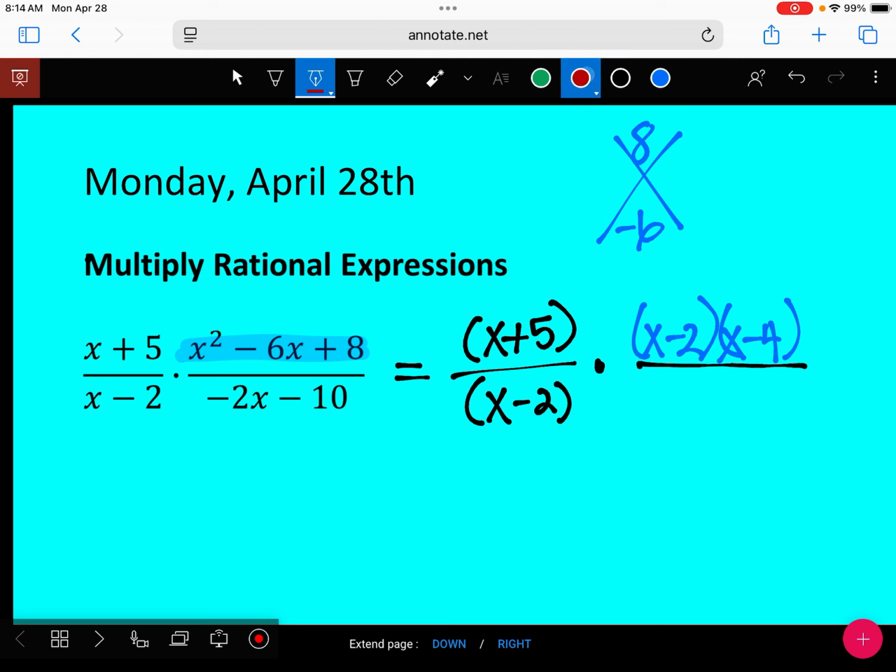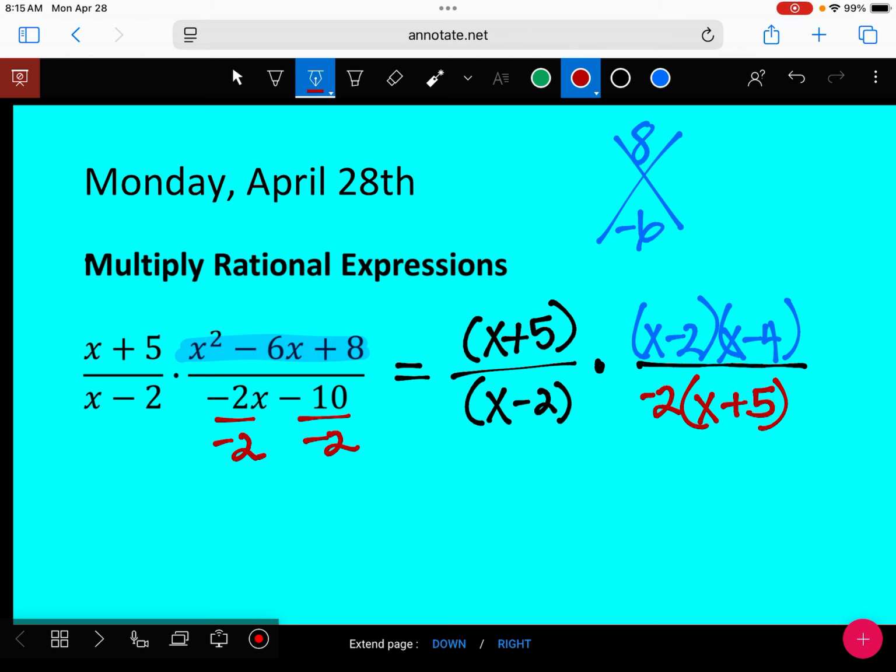And then when we look at our denominator, it has a GCF of negative 2, so we can divide that out. So when you divide it by negative 2, that's the GCF, this becomes a positive x, and this one becomes a positive 5, sorry, because negative 10 divided by negative 2 is positive 5. Okay, so now everything is factored down.